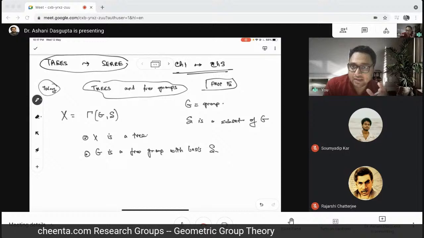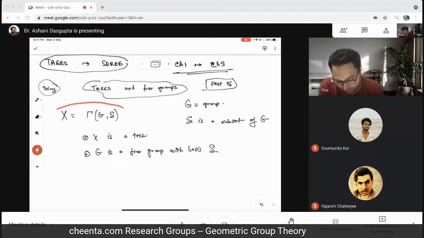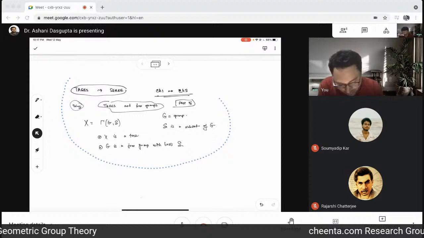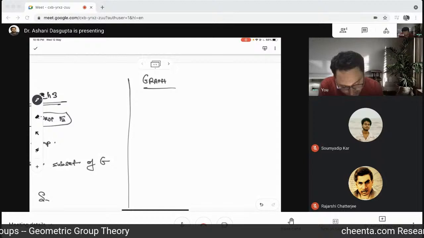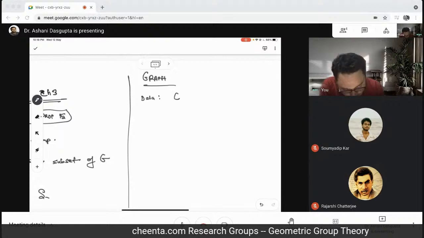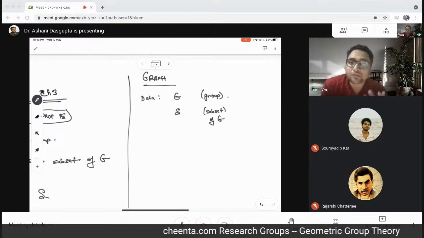But even before we do that, let's first talk about the graph that Serre is referring to. This graph would be quite important for our purpose. So we'll first try to understand the graph. And then we'll try to draw some of the graphs, okay? So the graph that we want to draw starts with the following data: a group G and a subset S of the group. With this information, we want to describe the graph.